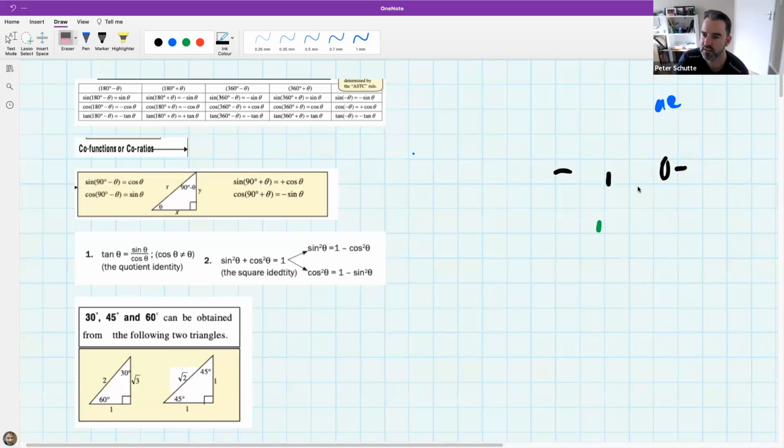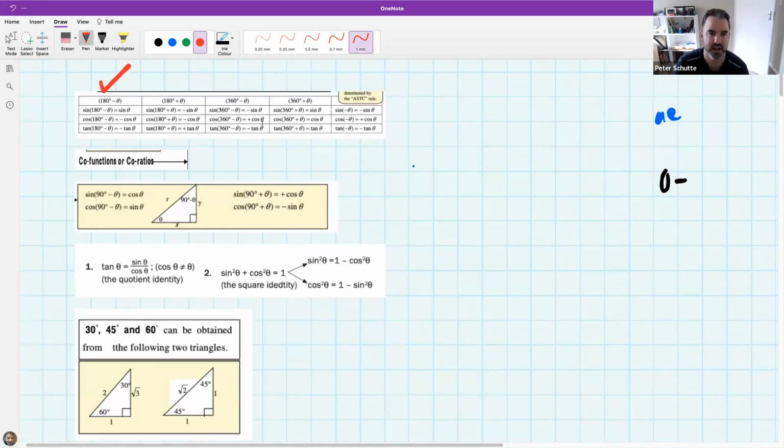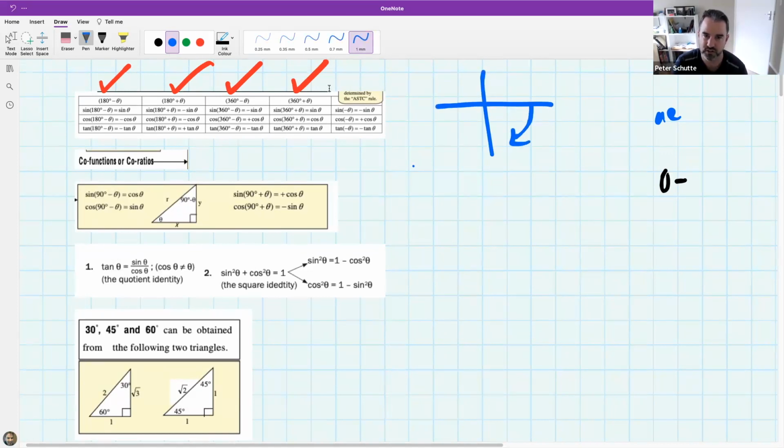Now, all of these things at the top, this is just the reduction formula for the second quadrant. This is the reduction formula for the third quadrant. That's for the fourth, and that's for the first. And that is the one where it says negative theta. Negative theta just means going in that direction. So in some ways, this is another way of looking at the fourth quadrant.